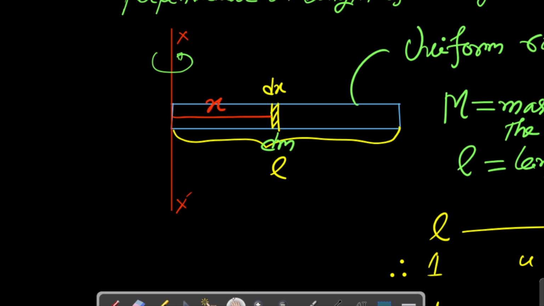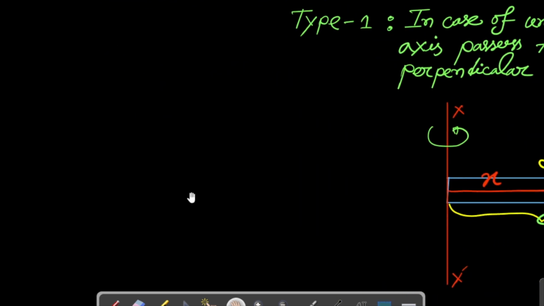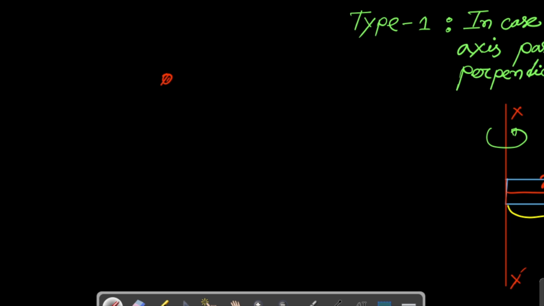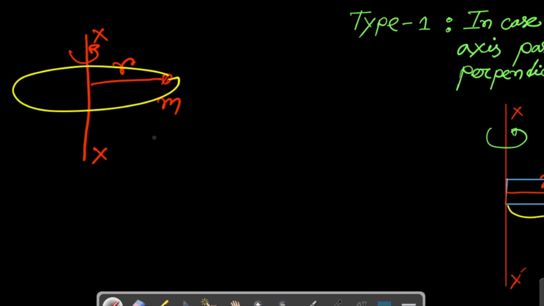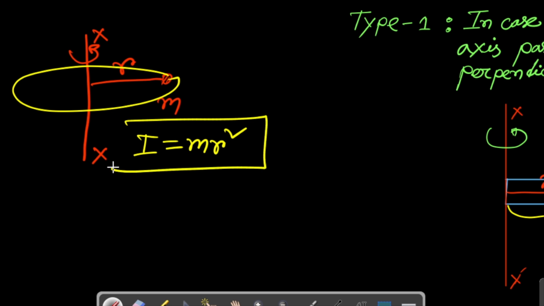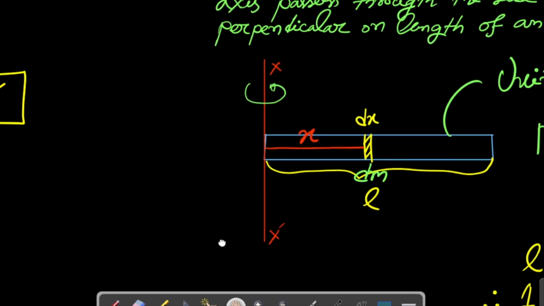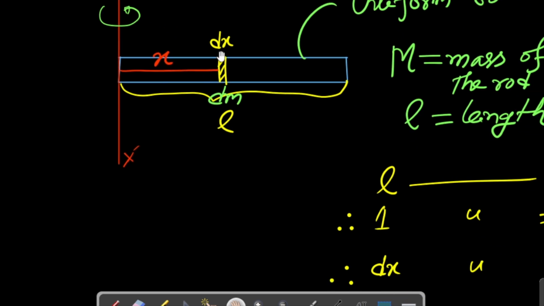In our previous lecture we learned the equation of the moment of inertia. Suppose this is a point mass m, and this is the perpendicular distance r from the rotational axis, x prime. If this object rotates around this axis, then the moment of inertia I is equal to m r square. Now we use this equation to find the moment of inertia for a very small length dx, whose mass is dm.